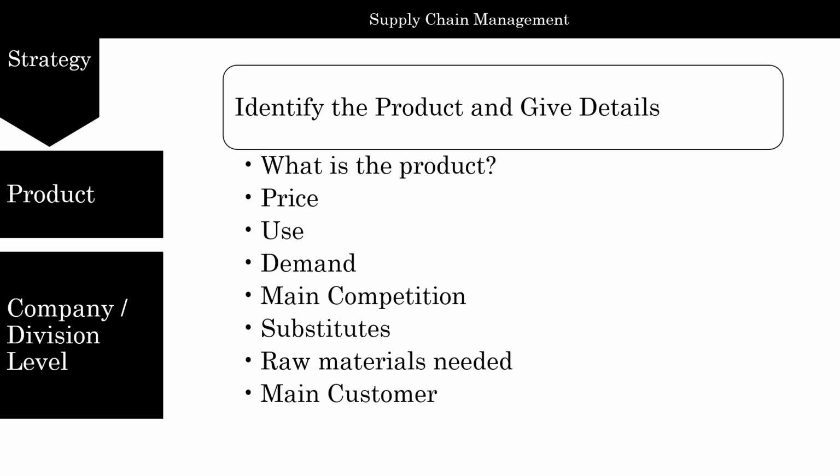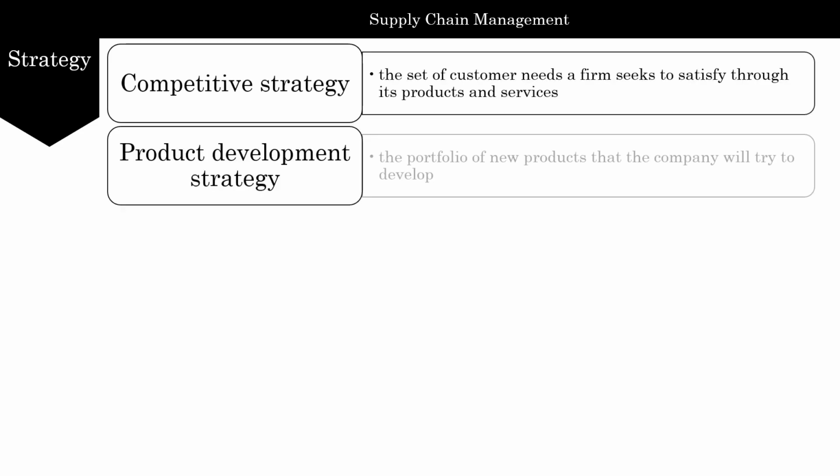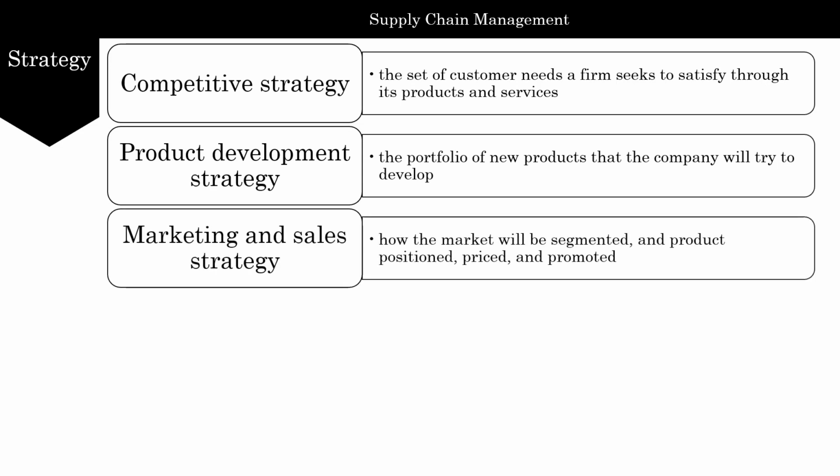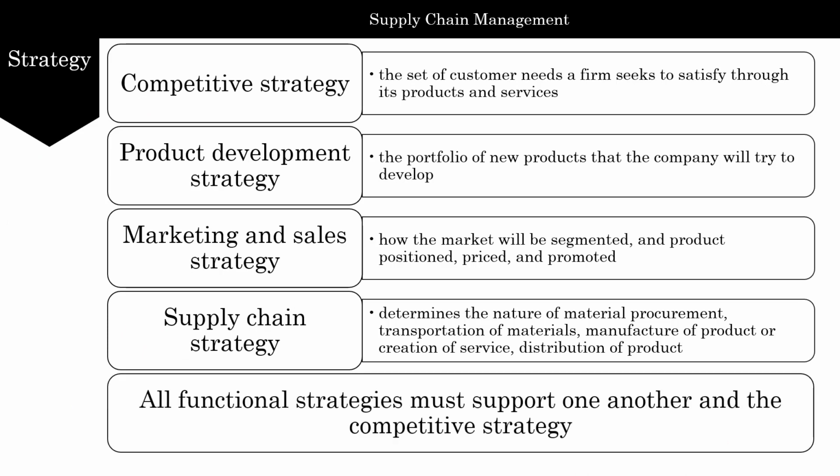Once we give the company overview and we have an idea of the company strategy, the competitive strategy, we can then get into product development strategy, marketing and sales strategy, and supply chain strategy. In this class, we will be focusing on supply chain and supply chain strategy and the fit between supply chain strategy and your competitive strategy. All functional strategies must support each other and the supply chain strategy.